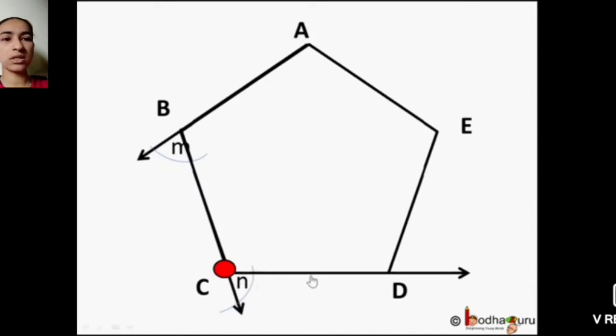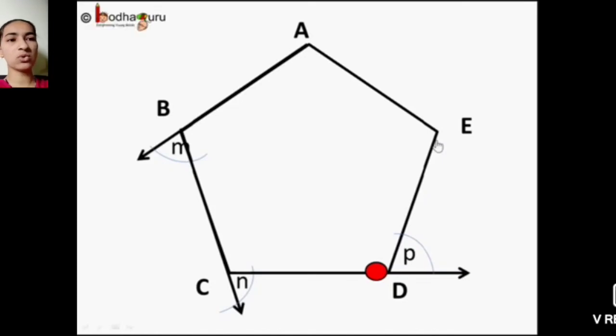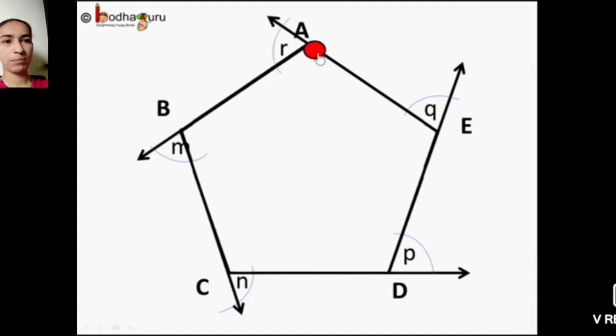Now you can see this. I am going in the direction of D, and there is M, and the angles made, that you have to see. If I am going from D to E, I will make an angle P. Now I am going in the direction of E, and the angle made by that is Q. Now I am going to A, and that angle is R. Now I will come back to my original position. Yes, I have completed one full turn.